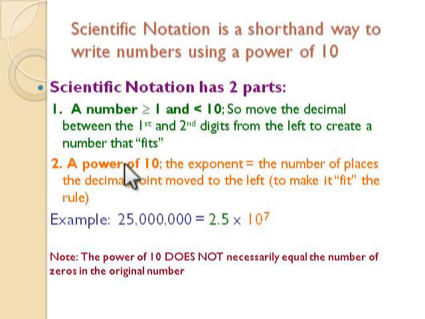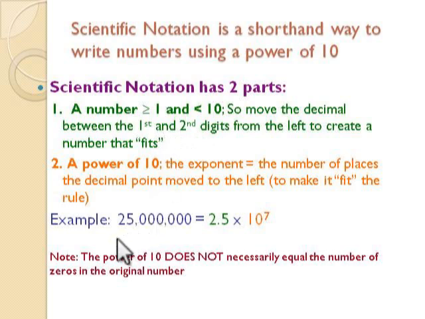The second part of scientific notation is a power of 10, like 10 to the first power, 10 to the second power, 10 to the third power, and you could go infinitely, 10 to the millionth power, and so on. Okay? So, when we have a number that's 10 or bigger, what we would need to do is move the decimal so that the first and second digits are straddling that decimal to create a number that fits this definition.